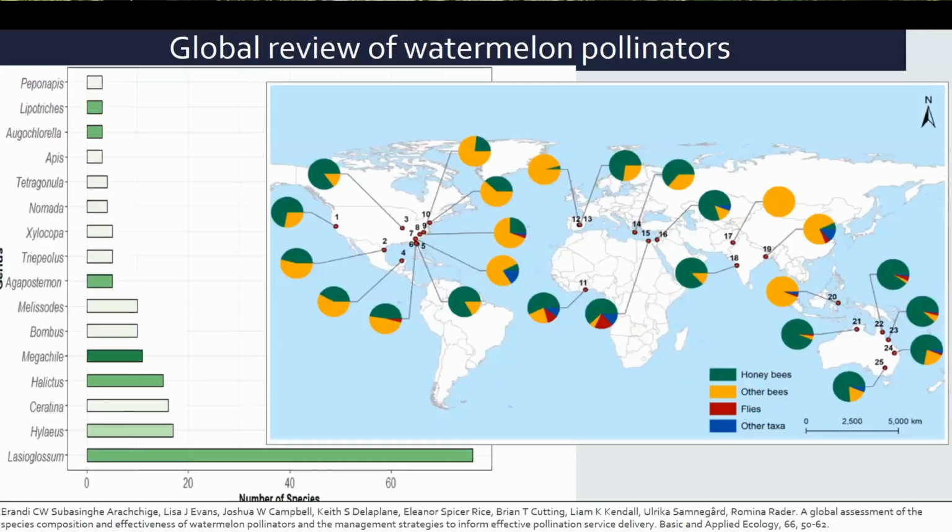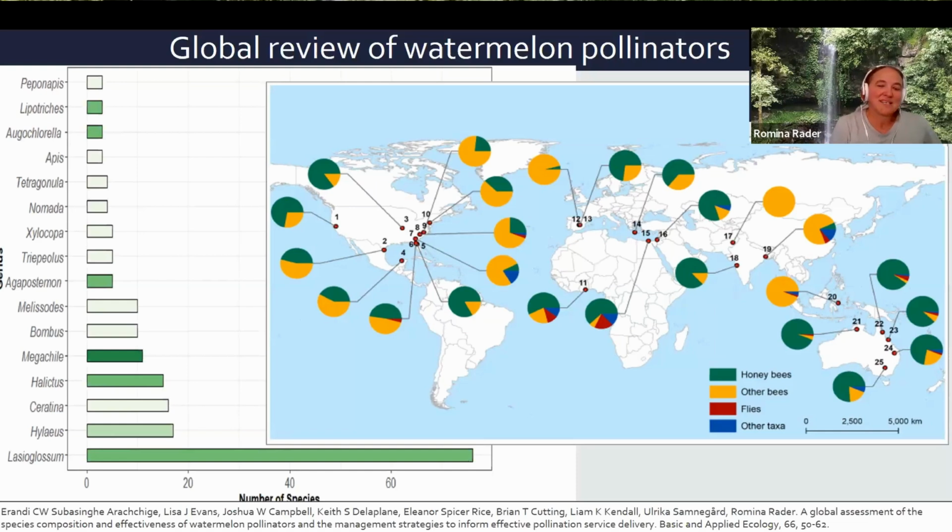This is an example of the wide variety of pollinators that visit watermelon across the world. This was a review that one of my PhD students did a couple of years back. And it just shows that diversity across the world of the different pollinator assemblages. And I think it's important to see that in different places and in different locations at different times, different cultivars, you can see that the contribution to crop pollination varies. It's predominantly honeybees and other bees, but there's also some flies and other taxa in the system.